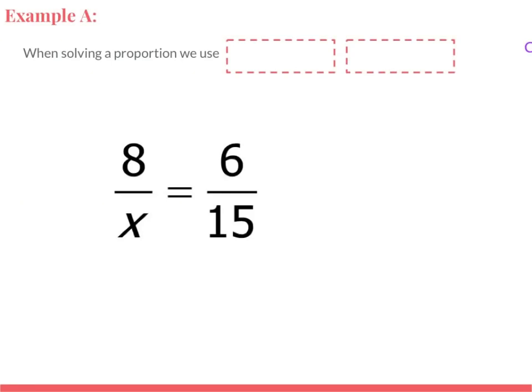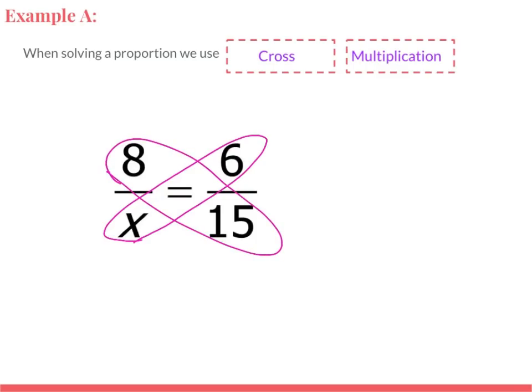Here we are in example A, and it says that we're going to be solving this proportion: 8 over x is equal to 6 over 15. When we solve proportions, we use something called cross multiplication. So let's see that in action. I'm going to cross multiply my x to my 6 and my 8 times my 15. Notice I crossed from the top to the bottom across, making an x. So 6 times x is going to give me 6x, and 8 times 15 is 120.